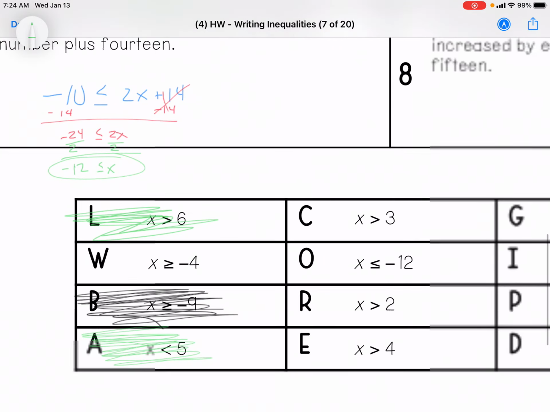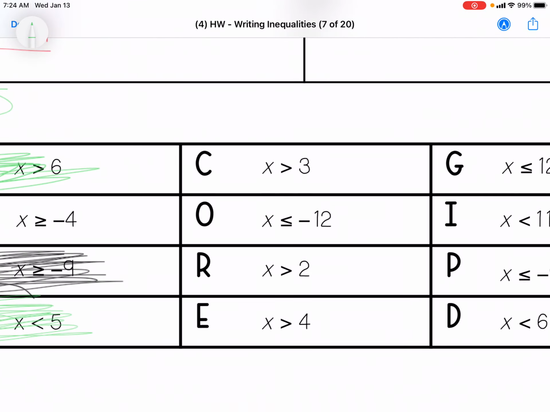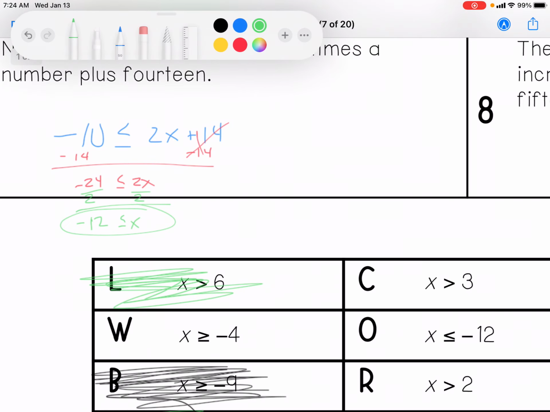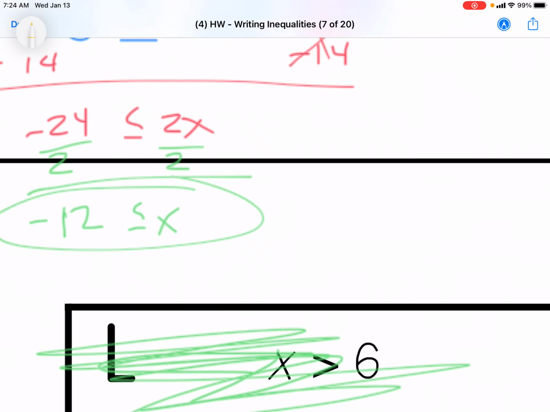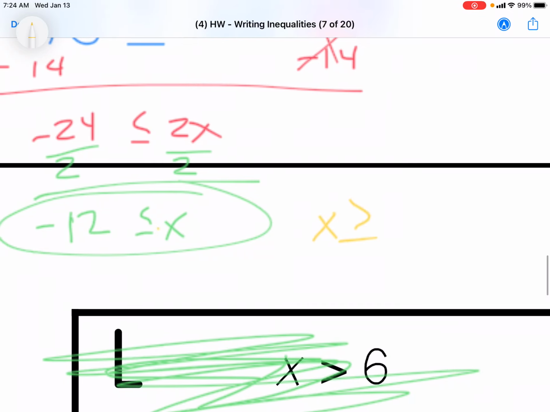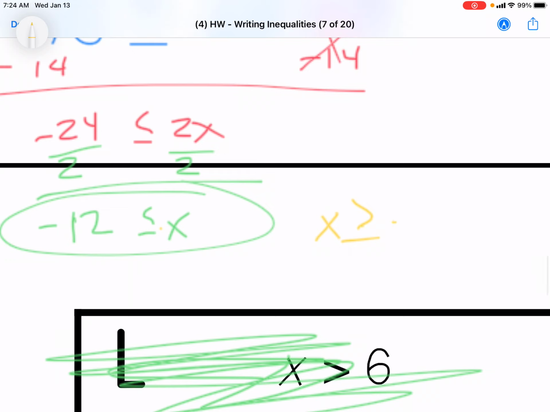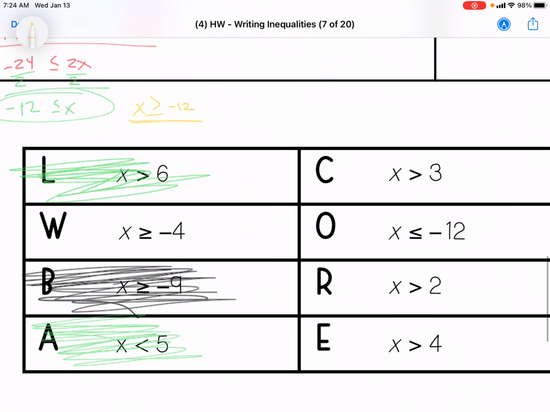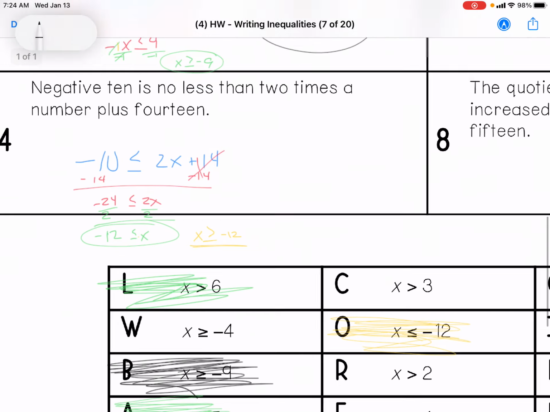Now, if you go down to O, it's flipped because they put X in the front, which is the same thing as this that we just did. All you do is put X over here, keep the sign the same, because see it goes with X. See how it eats X right there? Still eats X right there, -12. Okay, those are the same thing. O.